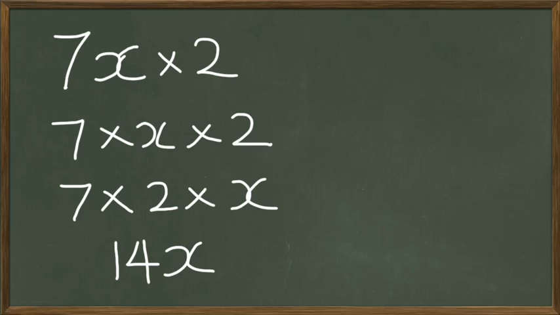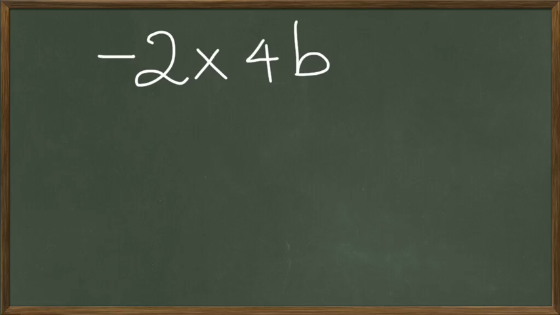Okay, so what happens if we throw in a negative number in there? For example, let's say if we have something like negative 2 times 4b. Well, we actually have to work out negative 2 and 4 first. So negative 2 times 4 is equal to negative 8. So the answer will be negative 8, and of course the b is just going to be there by itself. So negative 8b is the answer for this.